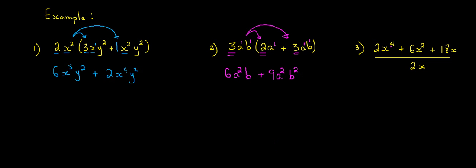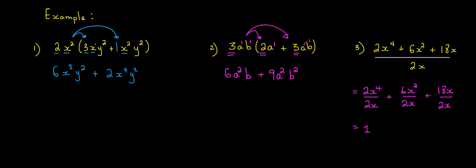In number 3, we have 2x to the 4th plus 6x squared plus 18x all divided by 2x. Now, this, we can go ahead and rewrite it as 2x to the 4th divided by 2x plus 6x squared divided by 2x plus 18x divided by 2x. And what we can go ahead and do is now divide each term individually. So what is 2 divided by 2? Well, 2 divided by 2 is simply just 1.